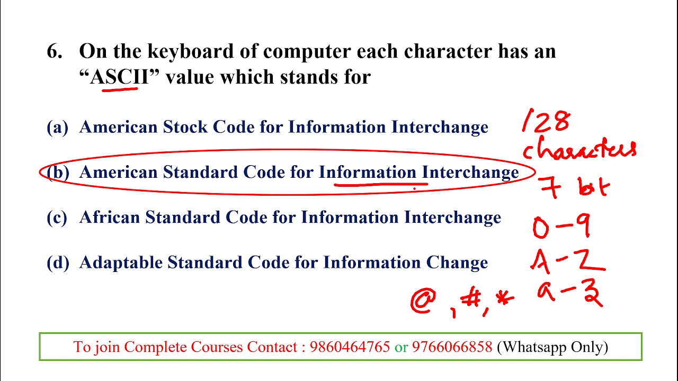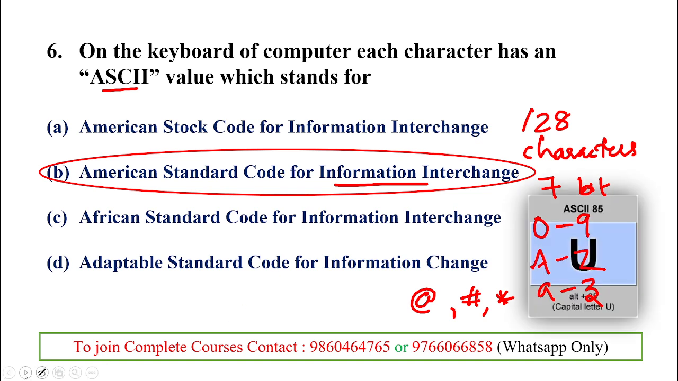Clear? Then the next question. You can see this ASCII for 85. That is the capital letter U, and we can type it like that: Alt plus 85. So for each letter you can know the ASCII code or value, like 85, and you can just type Alt plus that number to get the letter. Clear?